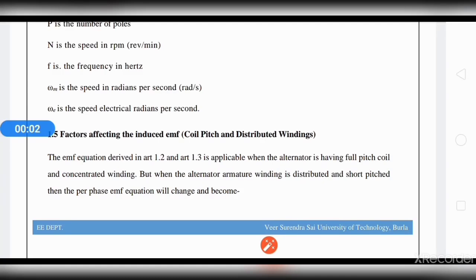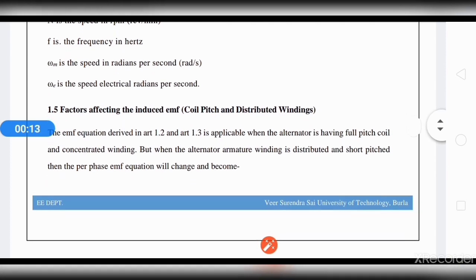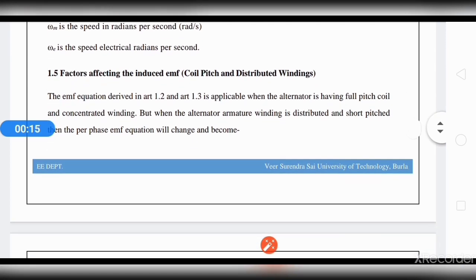Hello everyone. Today we are going to discuss Remedial Lecture 1, Factors Affecting the Induced EMF in the Coil. The EMF equation we will discuss when an alternator is having full pitch or concentrated winding.